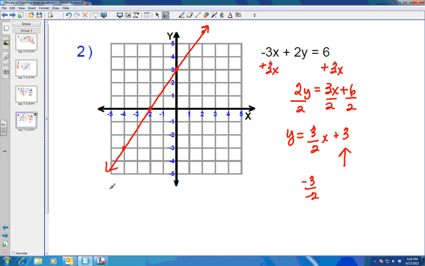Okay, and there's my line. We should automatically know that this has a positive slope. I have a positive slope, a positive 3/2. My y-intercept is 3. All right, so you're going to be doing some graphing on your worksheets today.